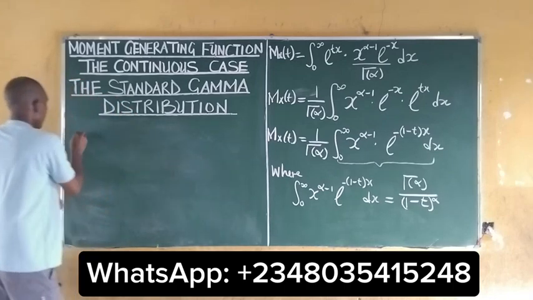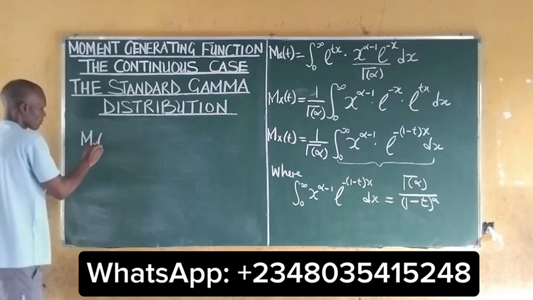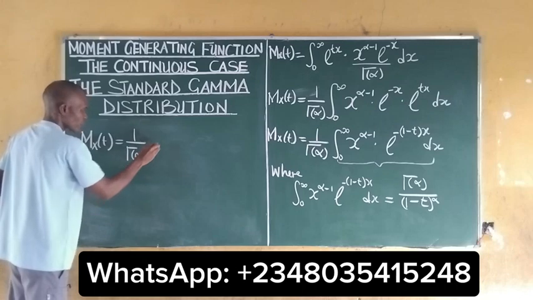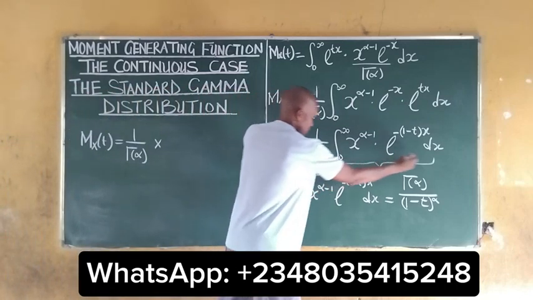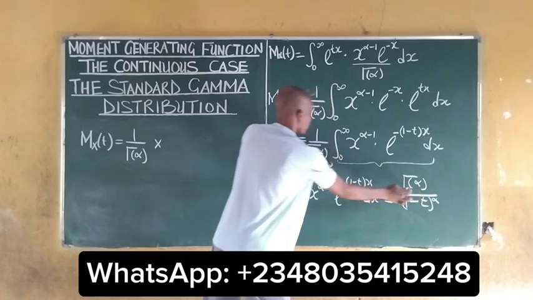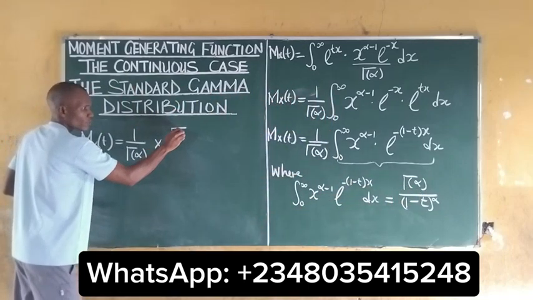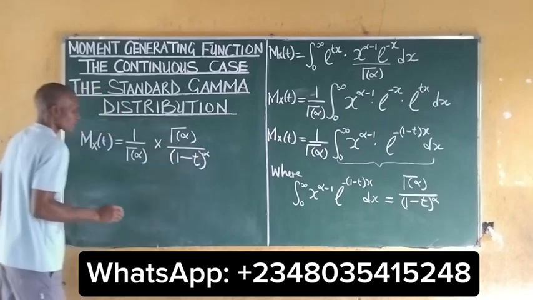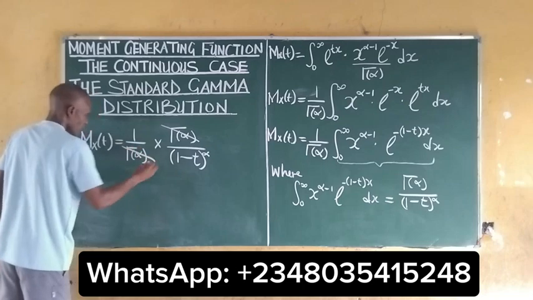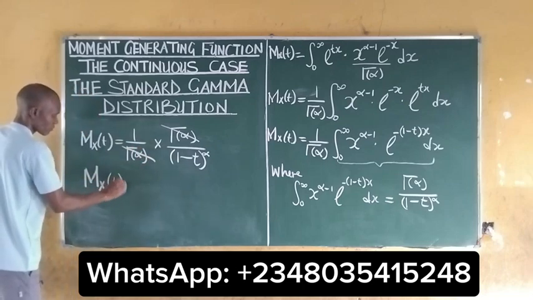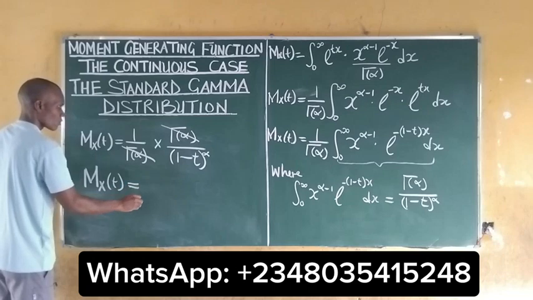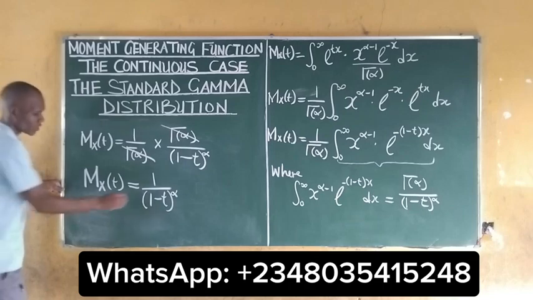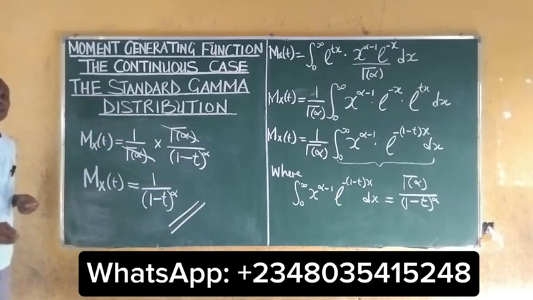So combining that function, we have our moment generating function to be 1 all over the gamma function multiplied by, instead of writing the whole of this function, we substitute this into it. So we have the gamma function all over (1 minus t) to the power alpha. So of course, this can cancel this. So it then means that our moment generating function for the standard gamma distribution is equal to 1 all over (1 minus t) to the power alpha. So this is what we'll get for the standard gamma distribution.